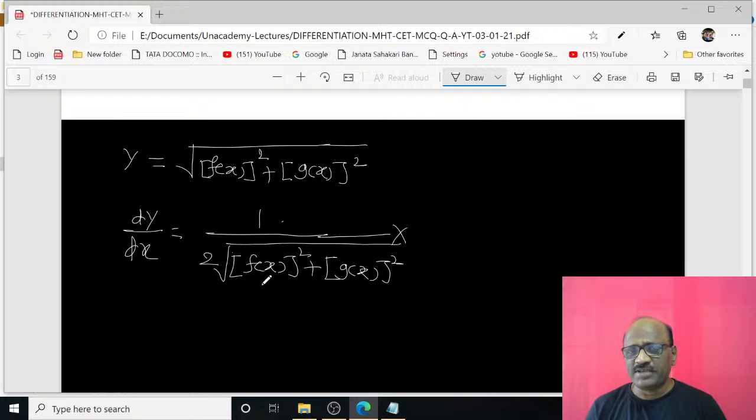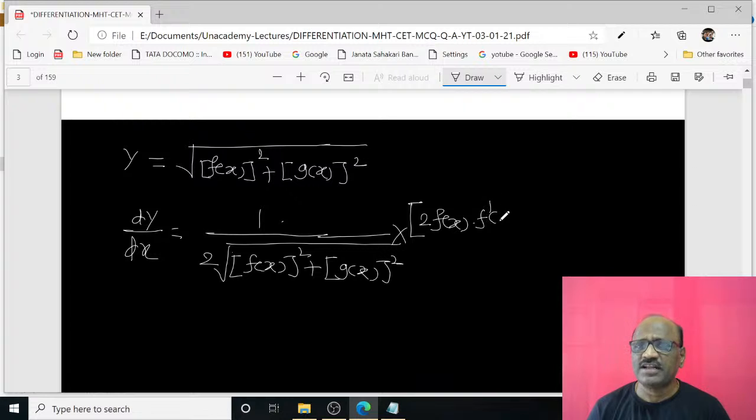The derivative of f of x bracket square is 2 times, म्हणजे त्याचा पॉवरचा डेरिव्हेटिव्ह फाइंड आउट करणार आपण इथे. That is 2 times f of x into the derivative of f of x, which is written as f dash of x, plus next is the derivative of g of x bracket square, again the derivative of a power function. What is the power? The power is 2, and we can write here 2 times g of x into the derivative g dash of x.